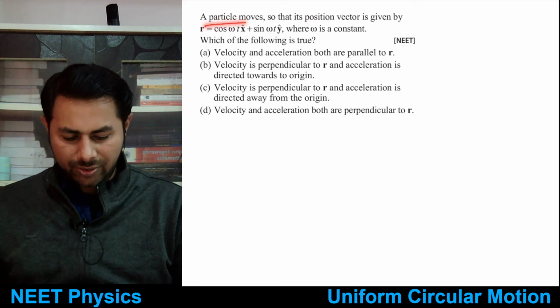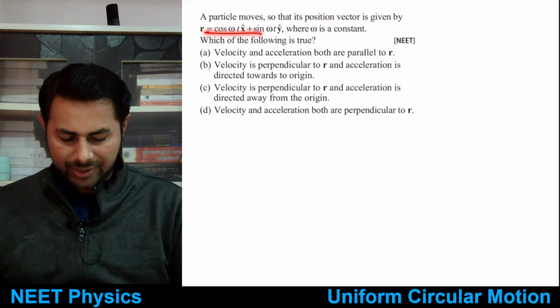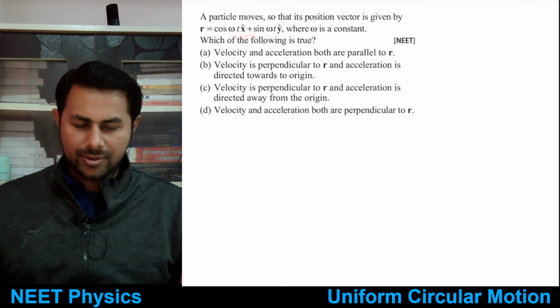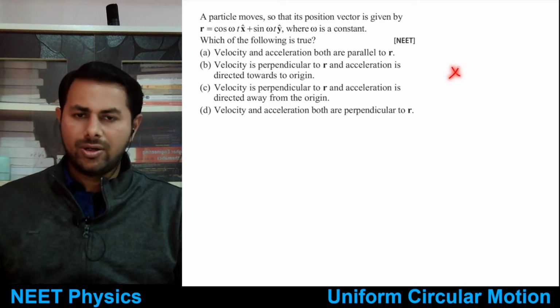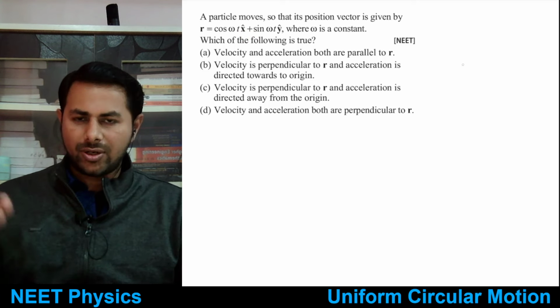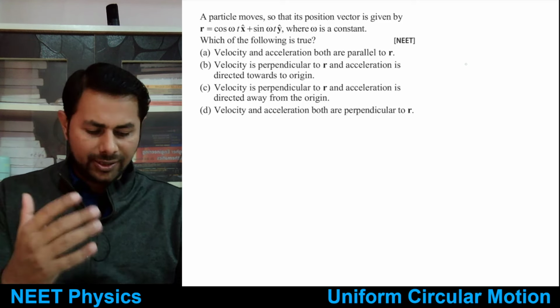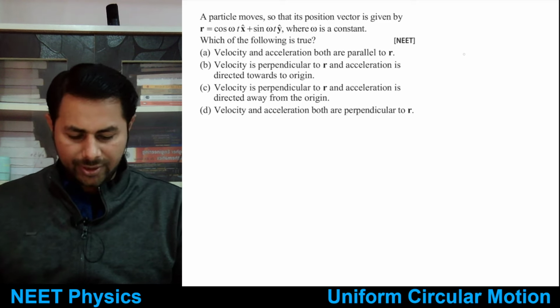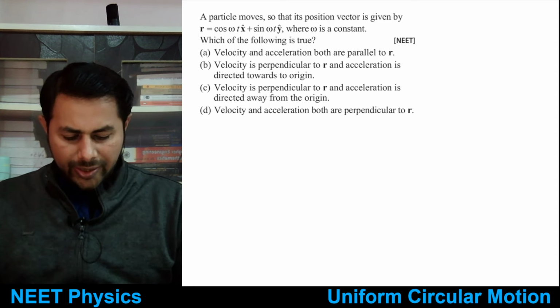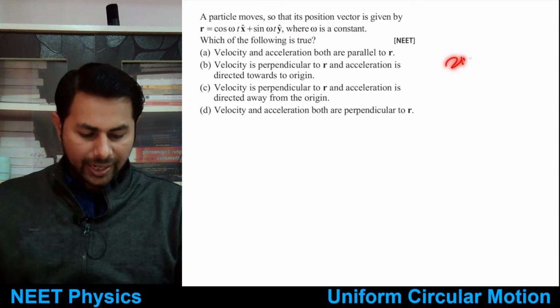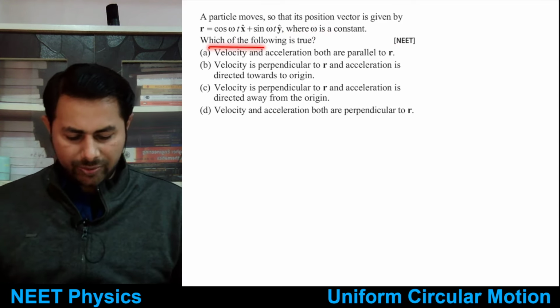A particle moves so that its position vector is given by this expression. Now they are calling x cap as i cap. As we discussed, the unit vectors along the x, y, z axes can be written as i cap, j cap, k cap, and they can also be written as x cap, y cap and z cap. There is no problem. Where omega is constant. This is from NEET 2021, I guess. Which of the following is true?